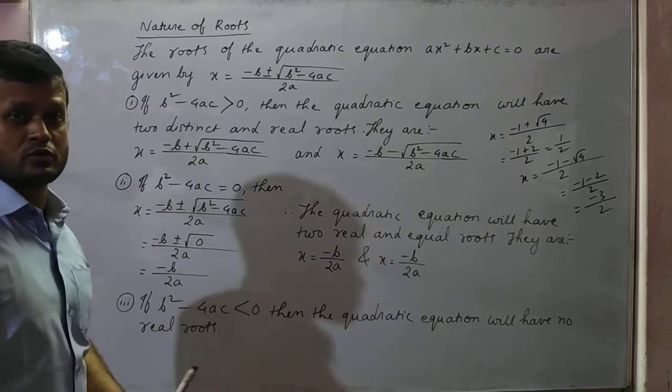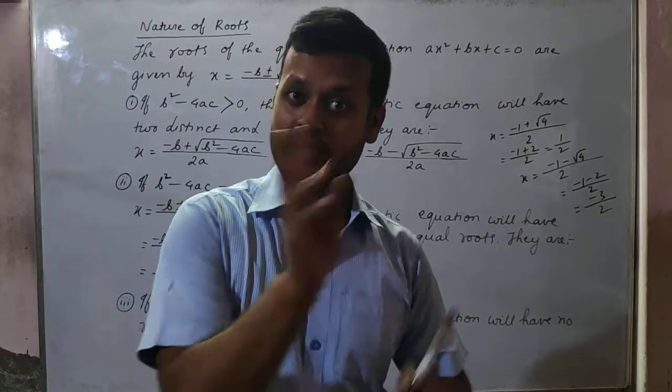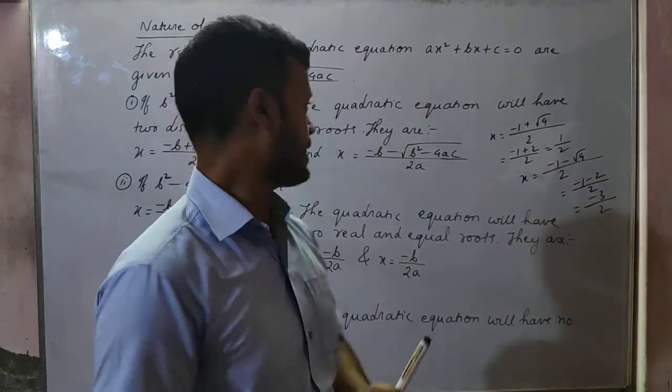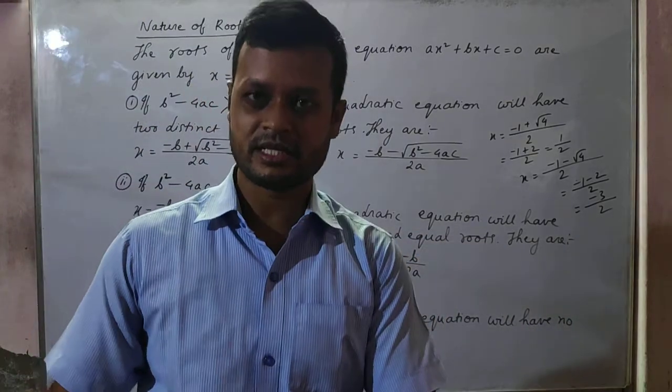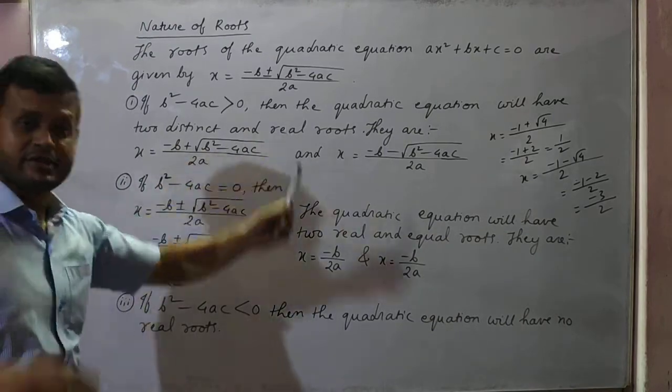Two distinct roots means what? Two different values you will get. Two roots with different values. Just give me an example: 1 may be suppose like 5, the other may be 6, like that. Okay. Two different roots, and two distinct and real roots.